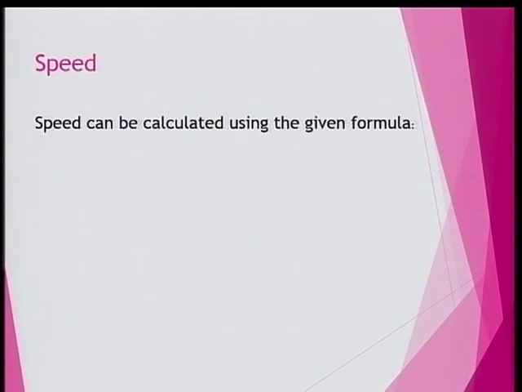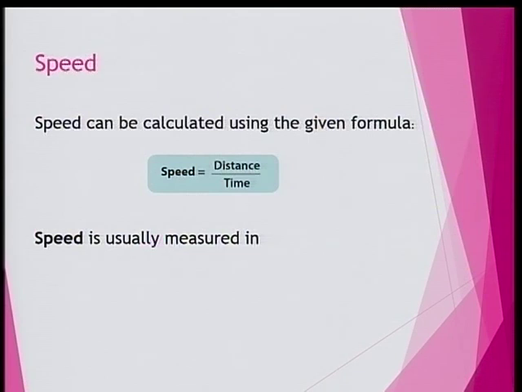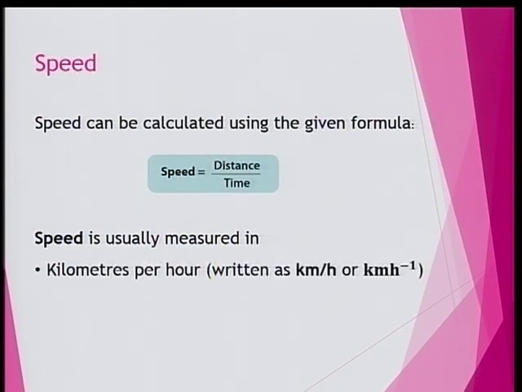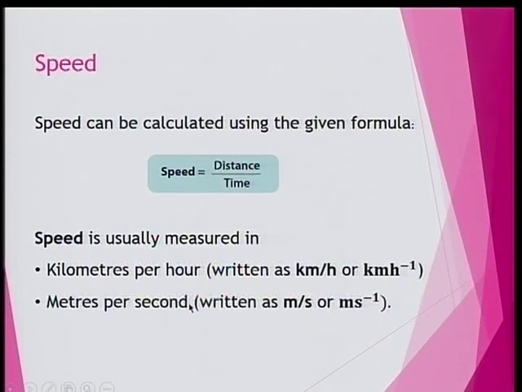Speed can be calculated using the given formula. Speed is, in fact, distance over time. Speed is usually measured in kilometers per hour, written either as kilometer per hour with a slash, or in this way. Speed can also be measured in meters per second, which can be written either as meters per second or in this way.